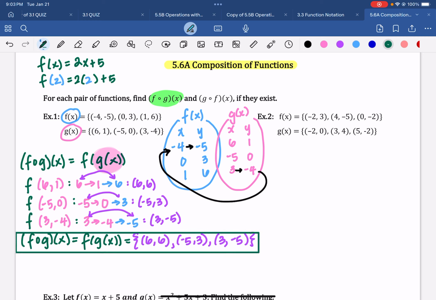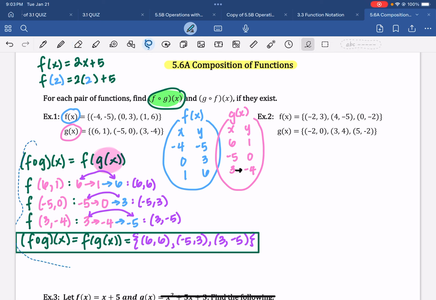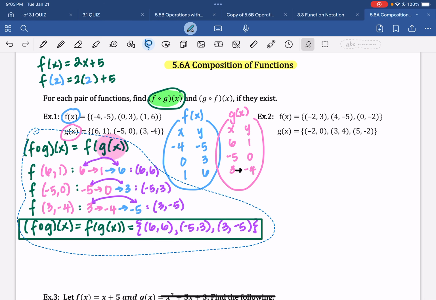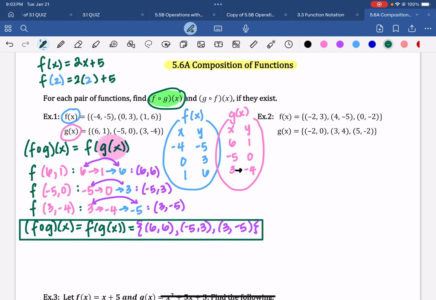Because the first half asks us to find f circle g of x. The second half of the question asks you to go the other way. Go g circle f of x. And I'm going to try to figure out how to move this stuff without erasing it so you guys can still see f if you need to. But of course, this is a video, so you can pause and go back and rewind and review as many times as you need to. So let me scoot that up. And then we're going to go the other way.